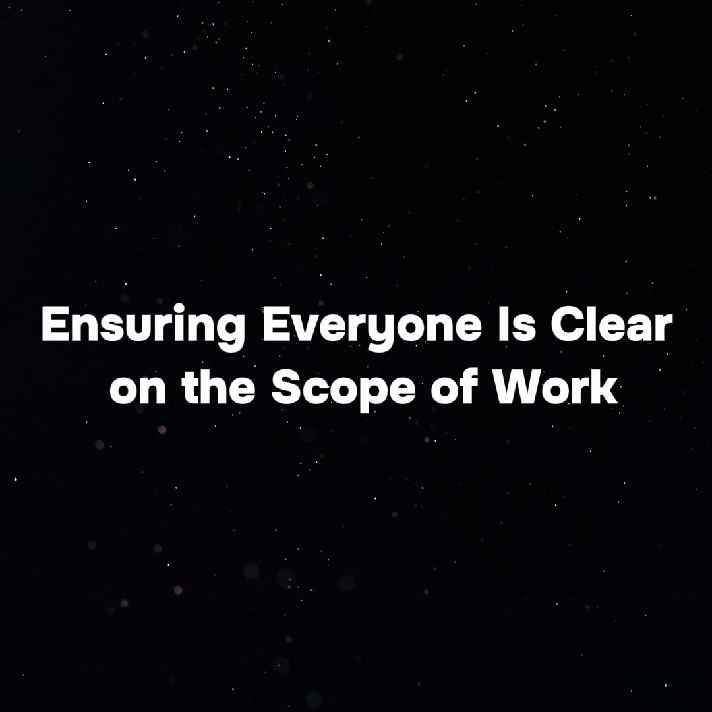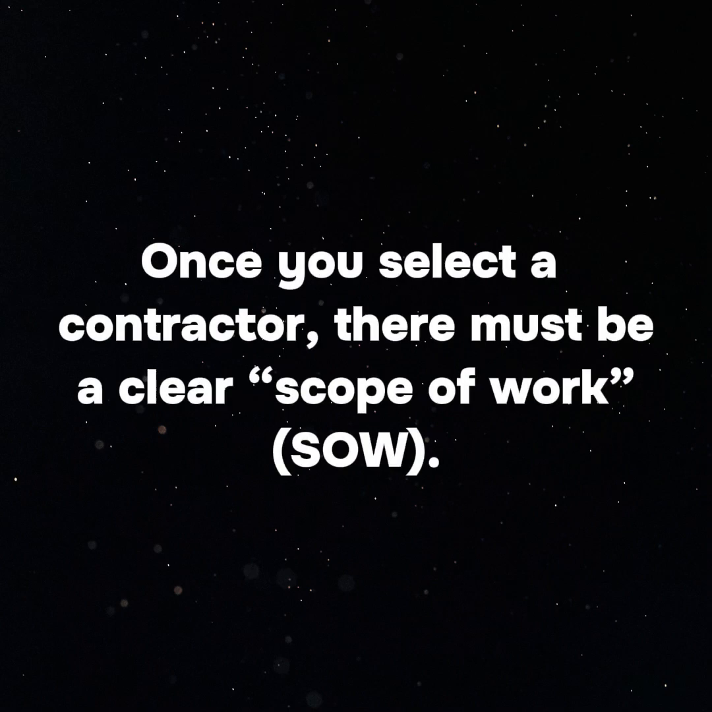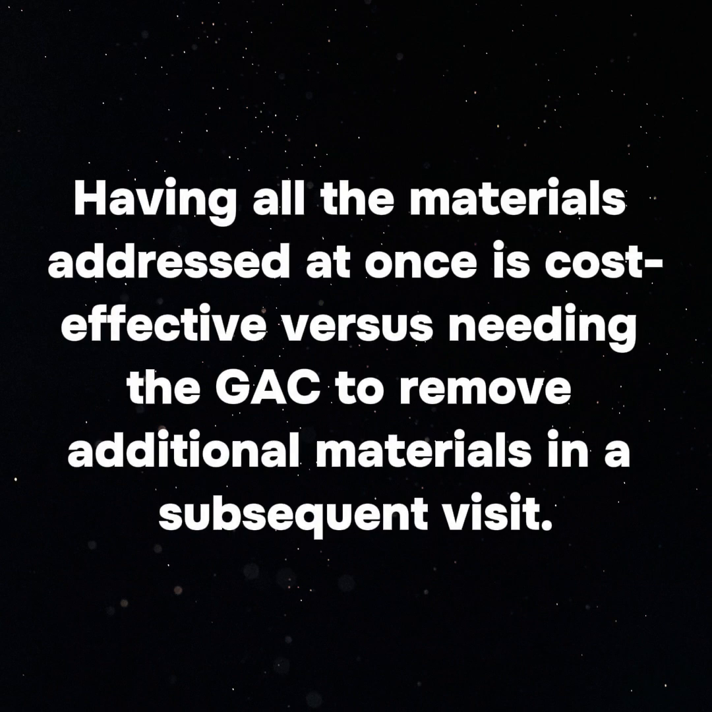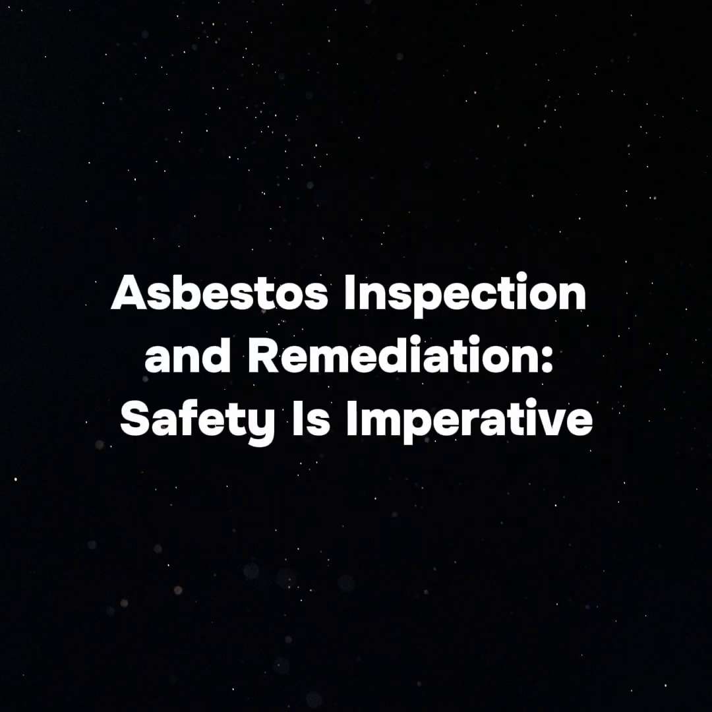Ensuring everyone is clear on the scope of work. Once you select a contractor, there must be a clear scope of work, SOW. Your renovation or demolition contractor should review it to ensure all the asbestos-containing materials potentially impacted in the renovation or demolition project will be handled properly before putback begins. Having all the materials addressed at once is cost-effective versus needing the GAC to remove additional materials in a subsequent visit. Asbestos inspection and remediation, safety is imperative.